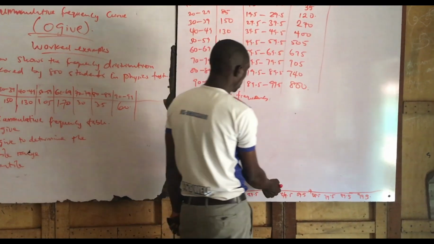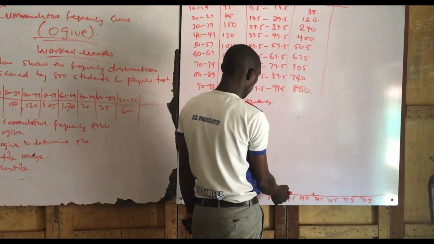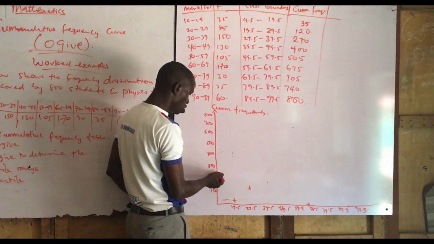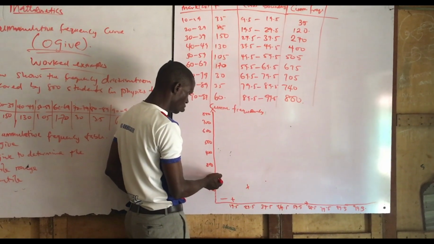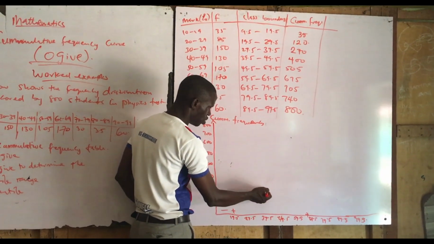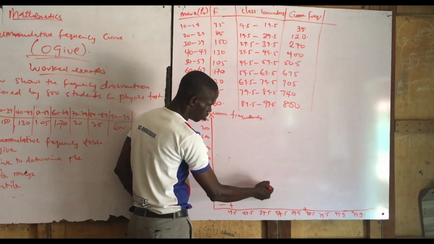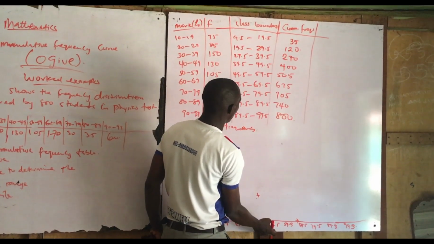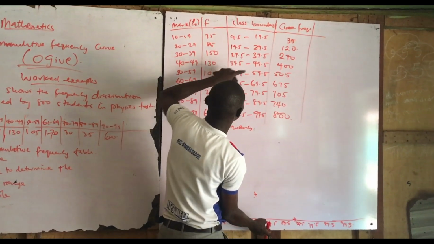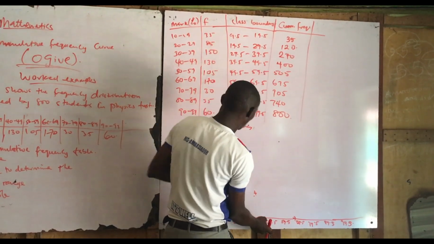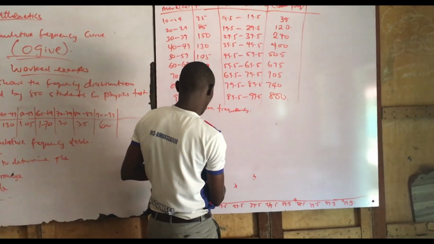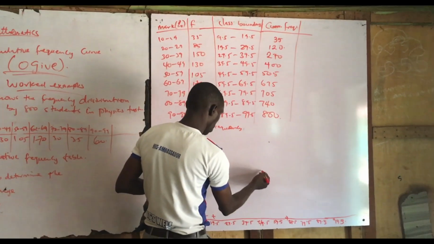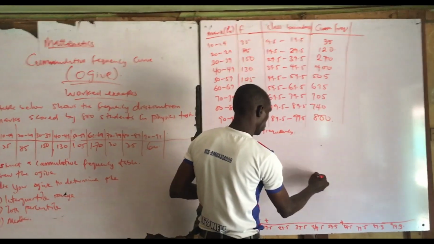Then the next one, 39.5 is to 270. This is 200, this is 250, 270 should be around here. So you trace it. Then 49.5 to 400. This is 400. You trace it to 49.5, then you start it.